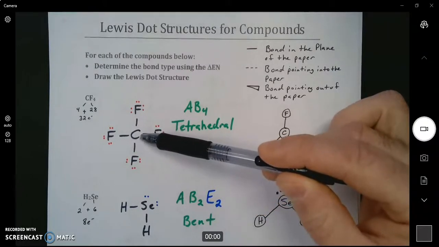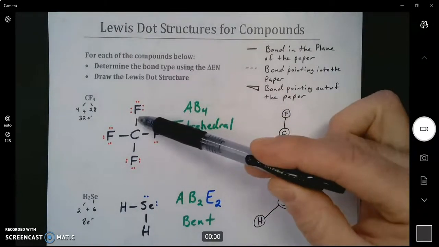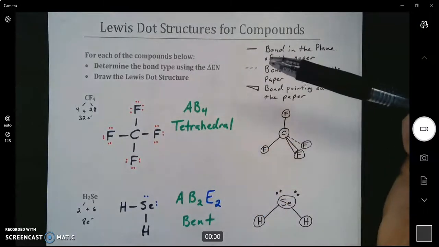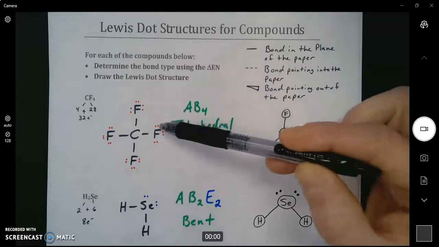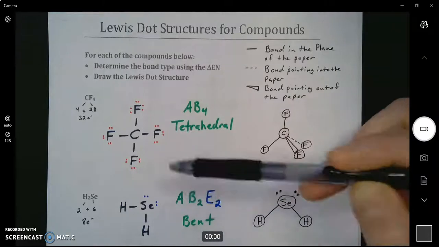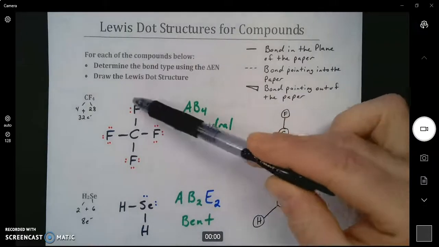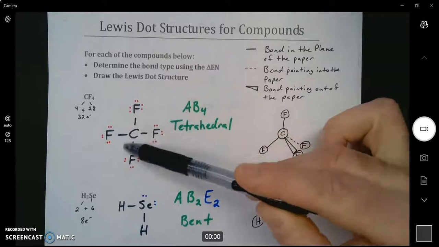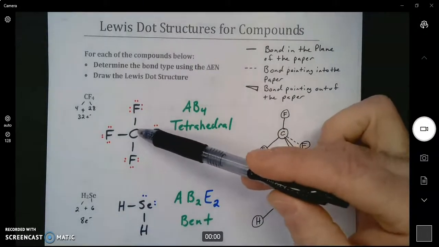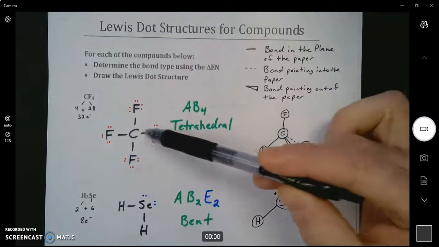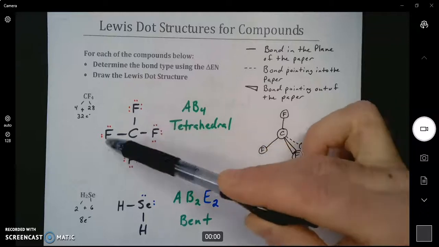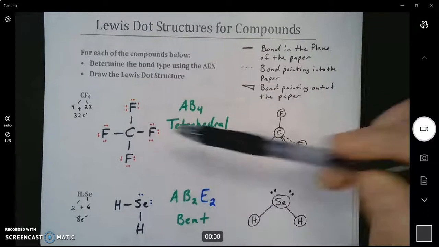So we're going to put carbon in the middle. We're going to single bond it to each fluorine, so that's a single shared pair of electrons between those 2 atoms. And then each fluorine is going to have 3 lone pairs or unshared pairs around it. And that gives us 8, 16, 24, 32 electrons total. That also gives us a full octet, or a full outer shell, for all 5 atoms in this structure.